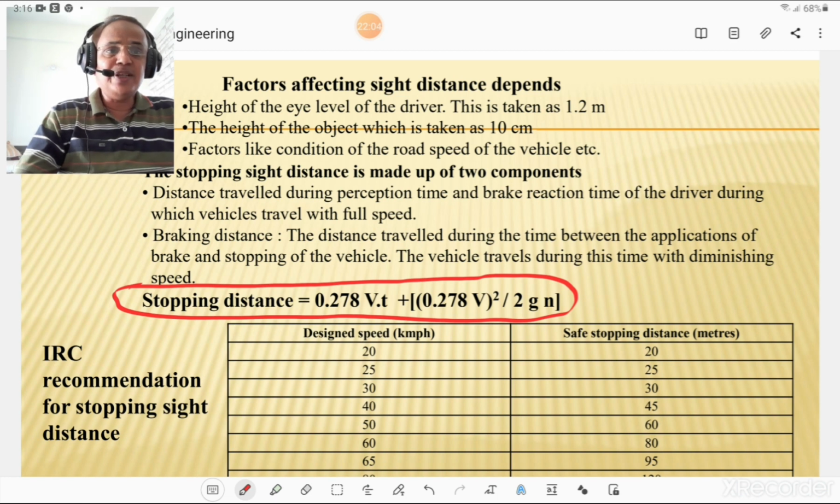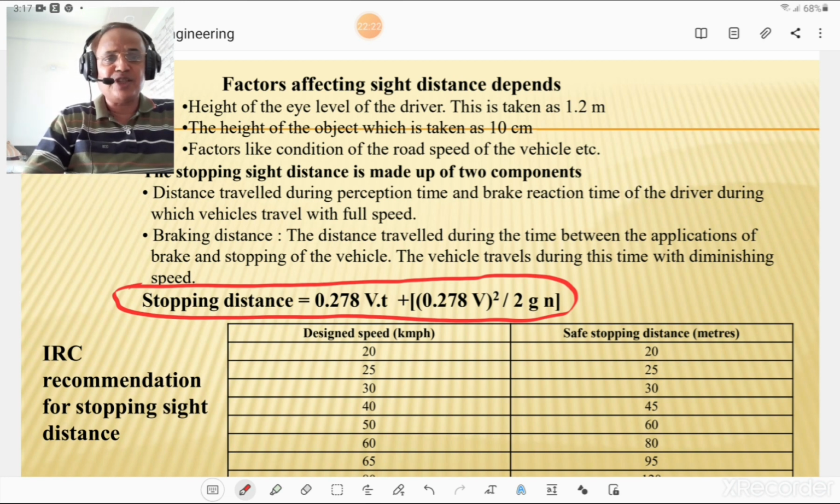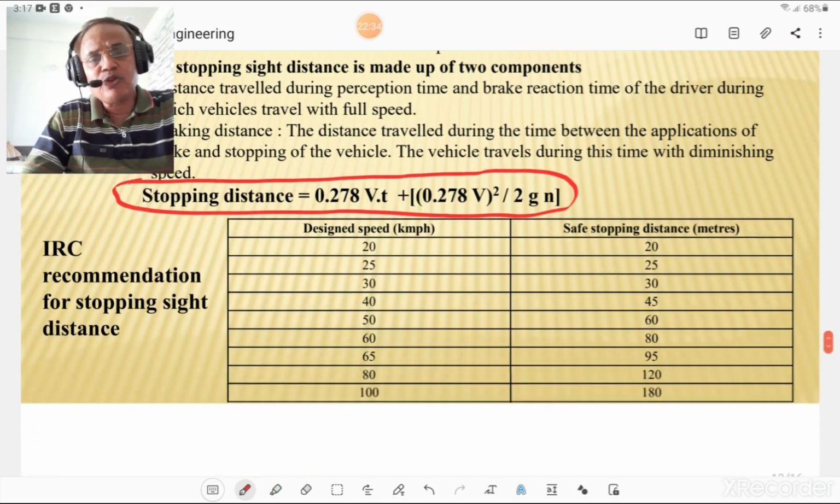The distance traveled during the time between the application of the brake and stopping the vehicle is the braking distance, and the vehicle travels during this time with diminishing speed, that is smaller speed or zero speed. Stopping sight distance is mathematically expressed as 0.278 Vt plus, in brackets, 0.278 V square, complete, divided by 2gn.